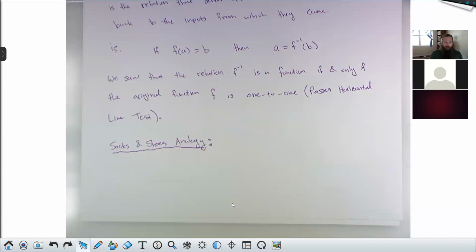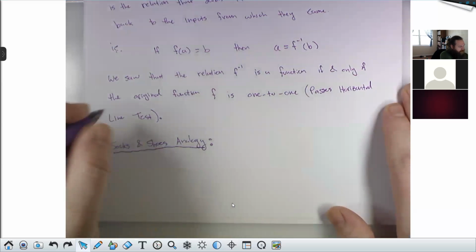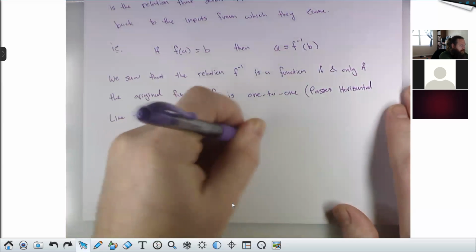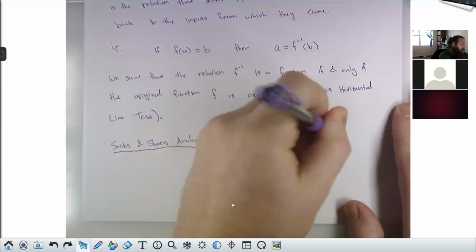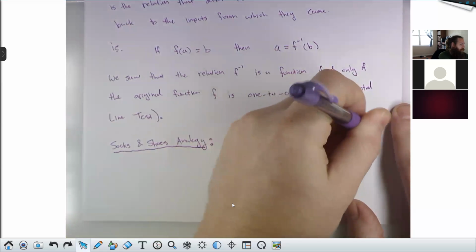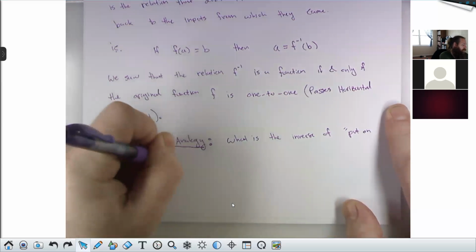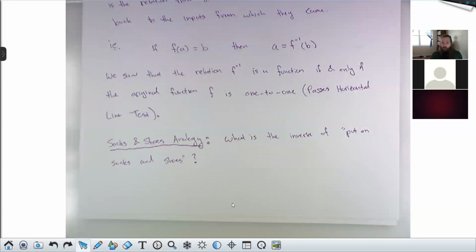In the morning, when you get dressed, you put on your socks and then you put on your shoes. Right? So think of a function. Let's phrase this as a question. What is the inverse of "put on socks and shoes"? There is an important thing here, so please don't dismiss this entirely. I know it seems like a cutesy thing that doesn't have anything to do with mathematics, but I assure you it does.